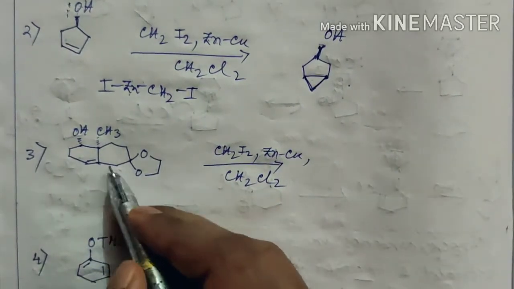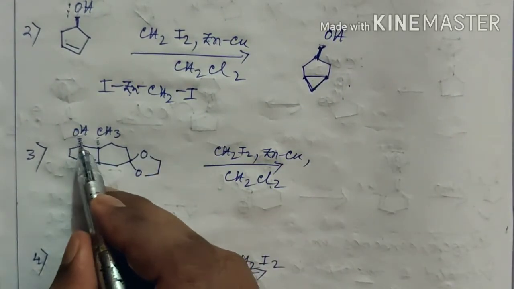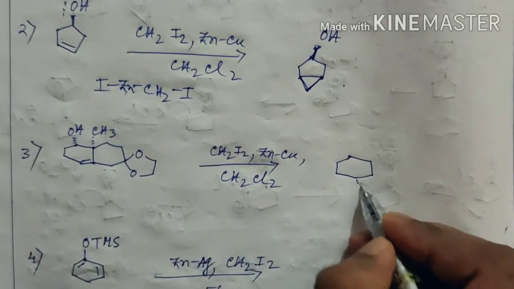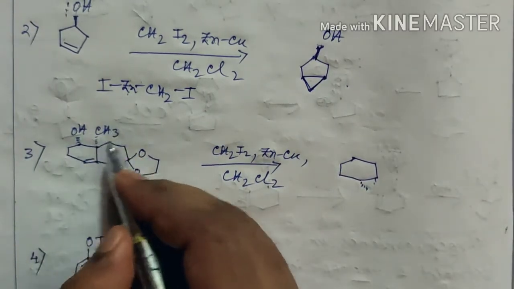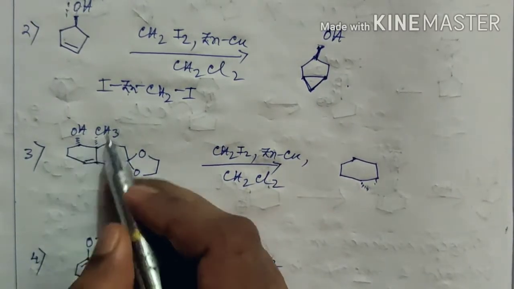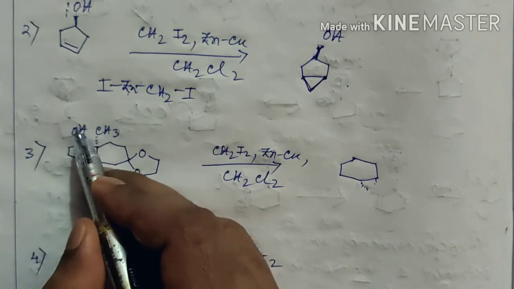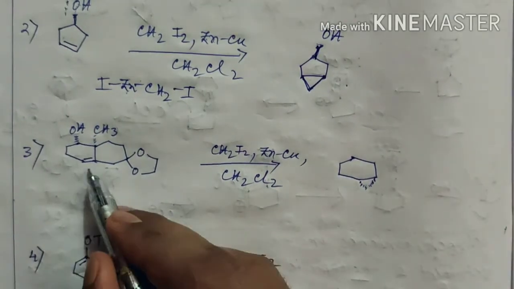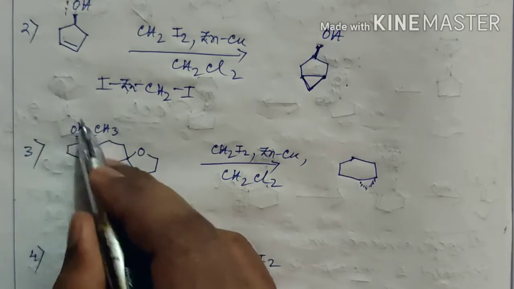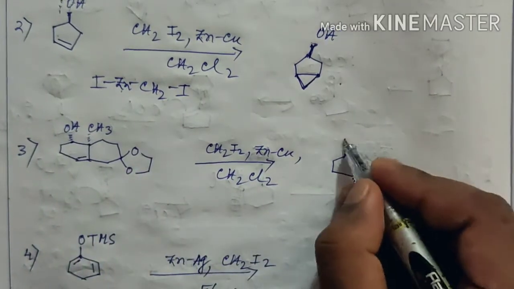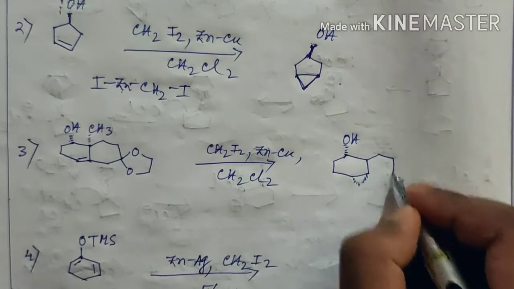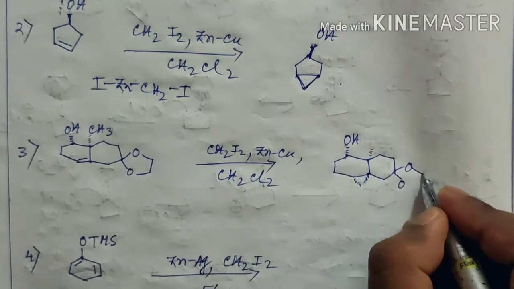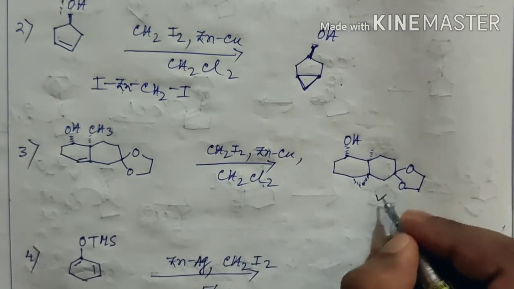The next example is similar to this one. Since here the OH group is below the plane, cyclopropane ring formation will occur from below the plane. Though here the methyl group is below the plane, due to interaction of this hydroxyl group with the zinc metal center, CH2 group transfer will occur from below the plane, that is from the same face as this hydroxyl group. So this will be the final product.